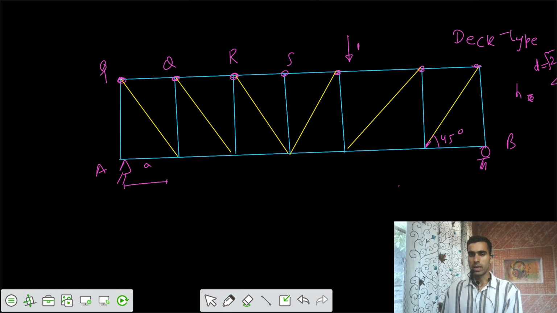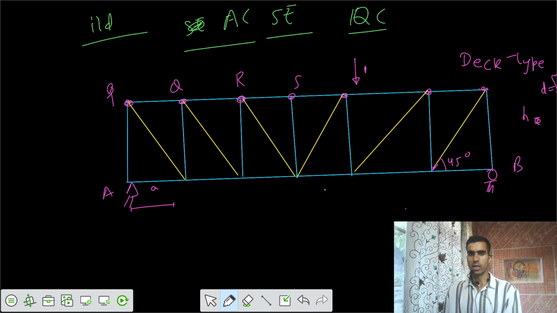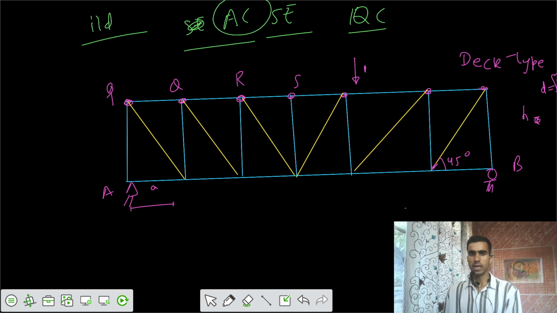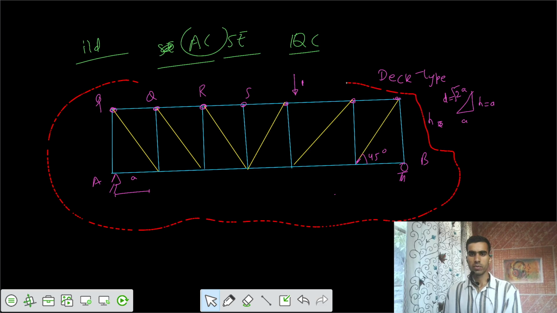Now we need to get the ILD for members AC, SE, and QC. Let's go for the first one, that's AC. Let's first copy this one first.